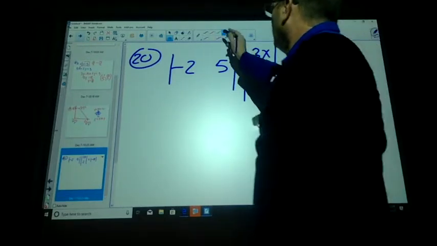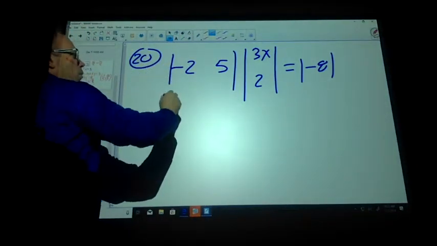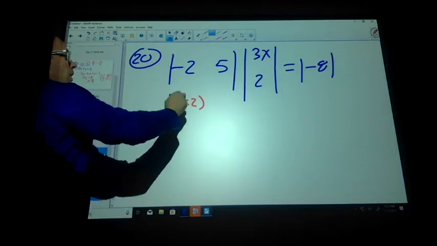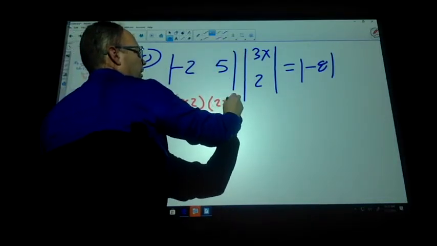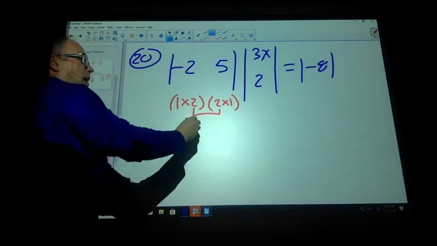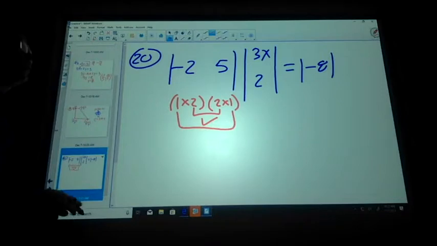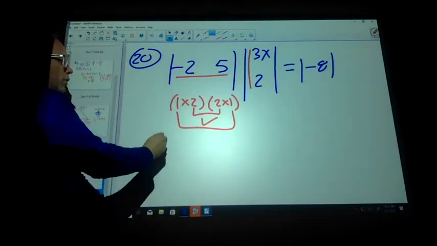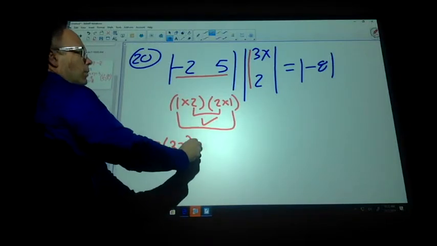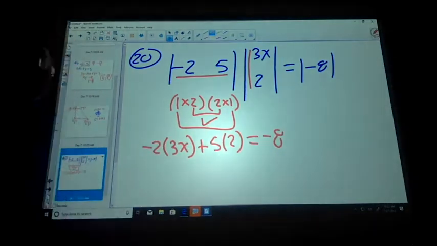Okay, so let's just verify how this would even work. This is a 1 by 2 matrix here, agreed? And then this is a 2 by 1 matrix here. So my inside dimensions match, so I get a 1 by 1 answer. That works. So it's going to go this way times this way: negative 2 times 3x plus 5 times 2 equals negative 8. That's the math that would take place.